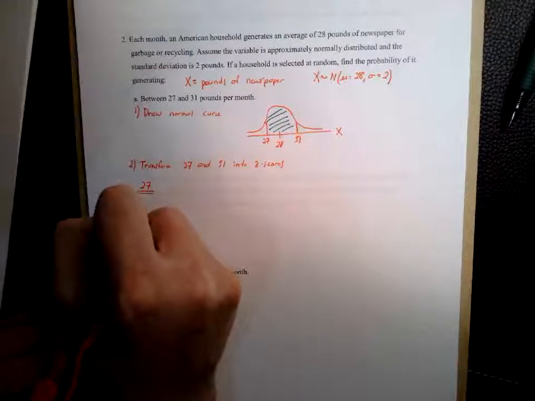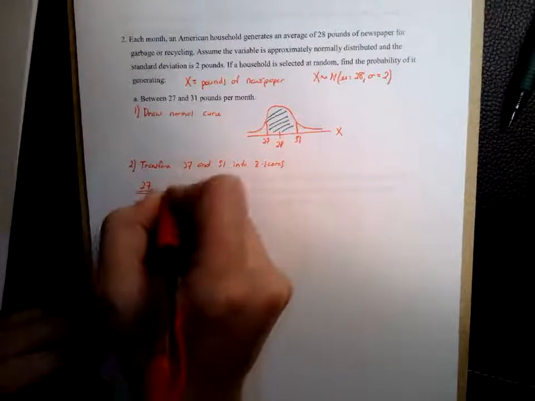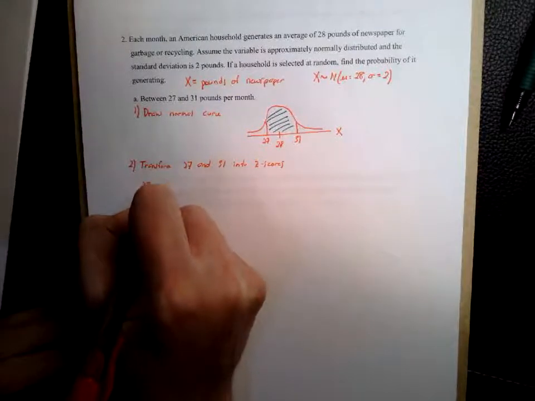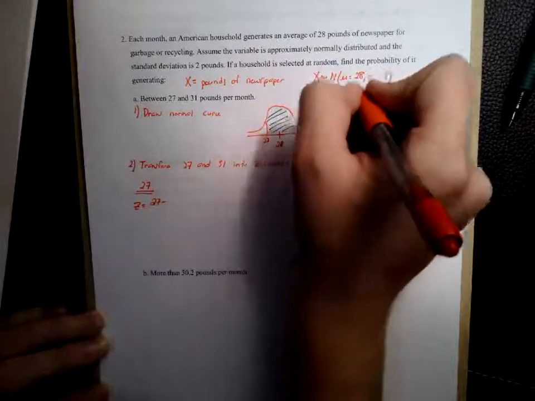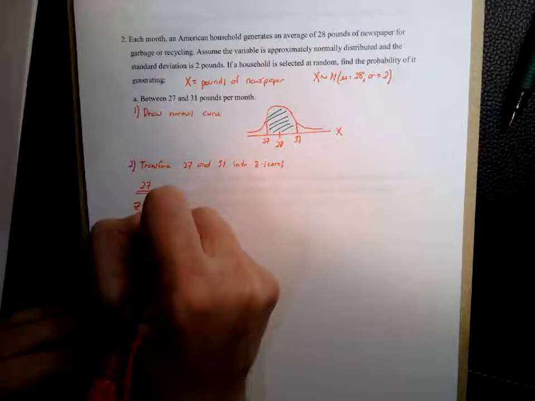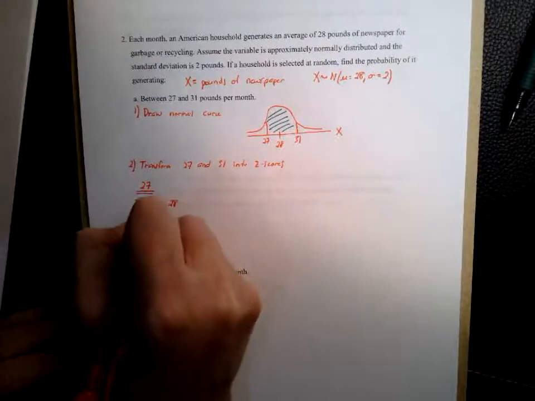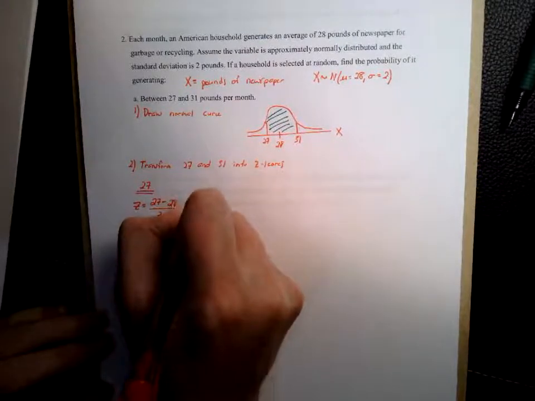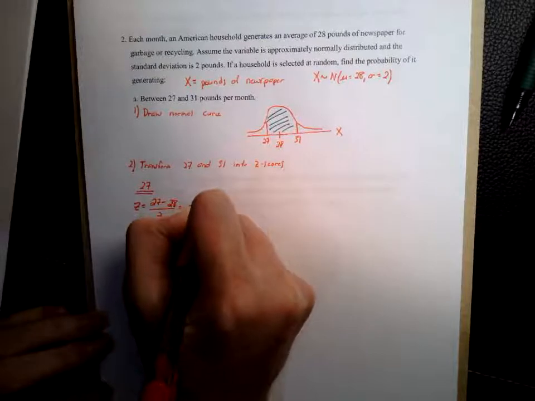its z-score is z is equal to, so the data value of interest is 27 minus the mean, which was 28, and then divide by the standard deviation, which was 2. And this will get us negative 1/2 or negative 0.5.